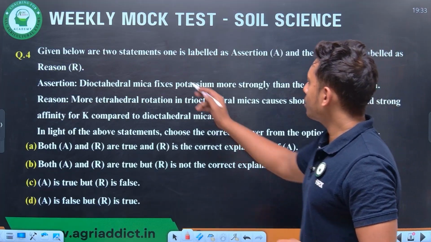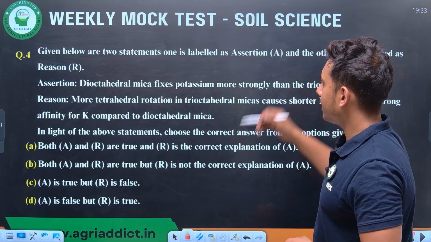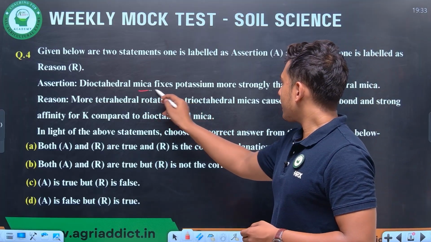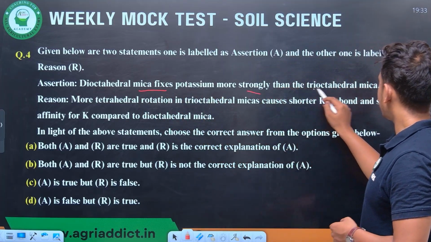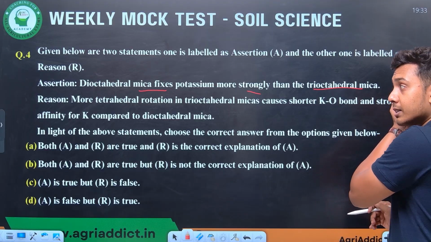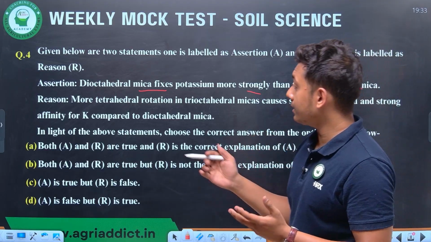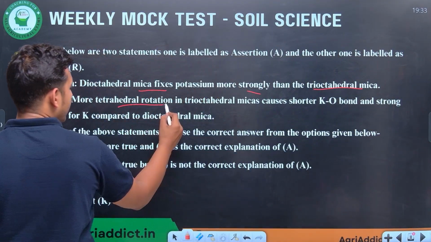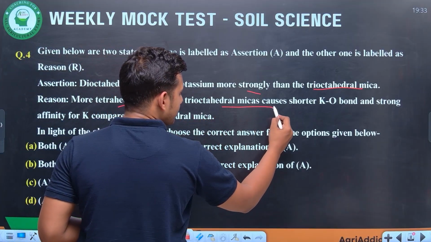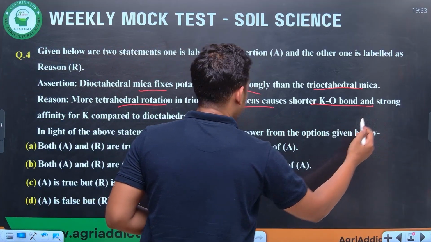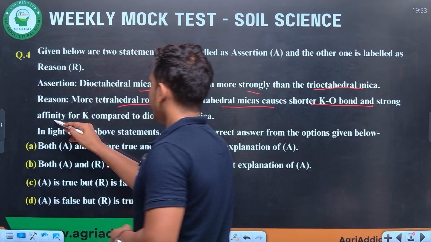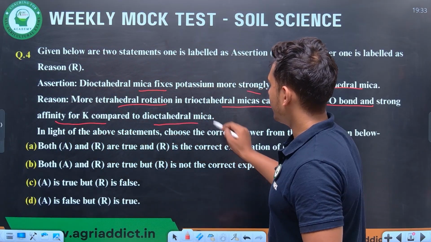Now comes two statements, an assertion and reasoning type. Dioctahedral mica fixes potassium more strongly than trioctahedral mica. And what is the reason? More tetrahedral rotation in trioctahedral micas causes shorter K-O bond and strong affinity to the potassium compared to the dioctahedral mica.